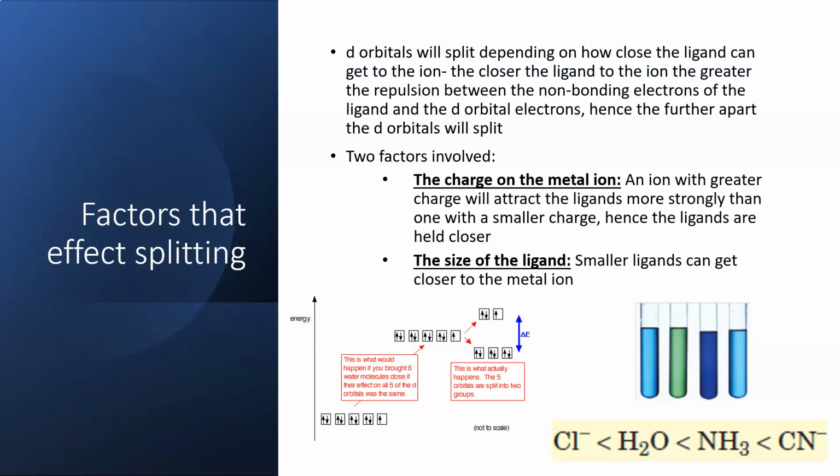So there are 2 factors that are involved in what we see in this field splitting. The charge on the metal ion: an ion with greater charge will attract the ligands more strongly than one with a smaller charge, so the ligands will be brought closer. And the overall size of the ligand, which goes back to the idea of steric hindrance. If we have a large bulky ligand, it physically won't be able to get closer, so smaller ligands are able to get closer to the metal ion.